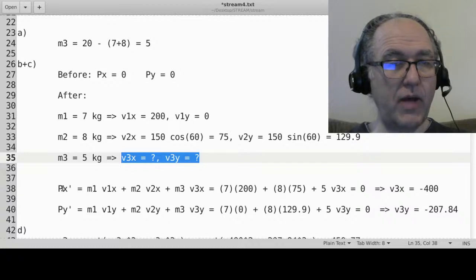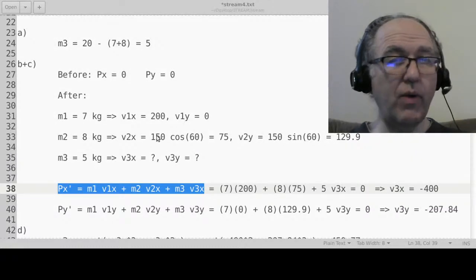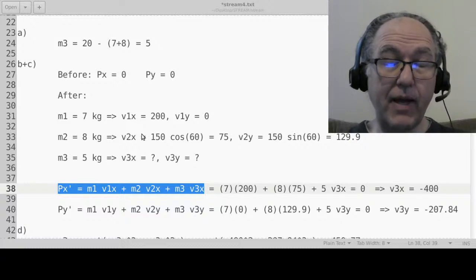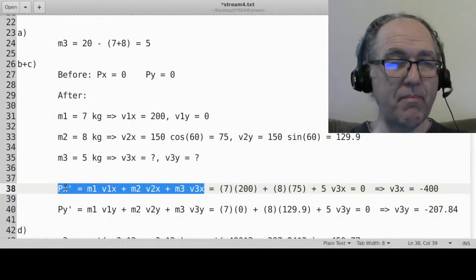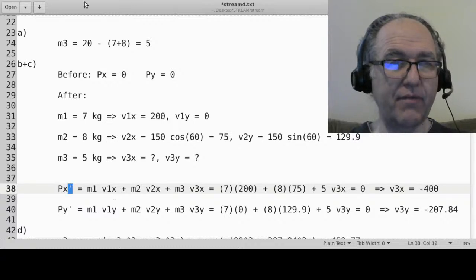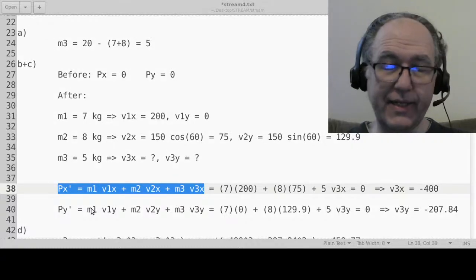So let's do that. I didn't put the primes everywhere because it kind of gets annoying, but really what I've got highlighted there is the momentum, the x component of the momentum after the explosion. I did put the prime here for that, but I didn't put it on the velocities just because it gets annoying. And so we want to calculate that quantity there.